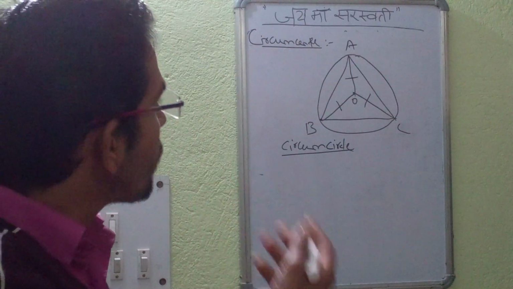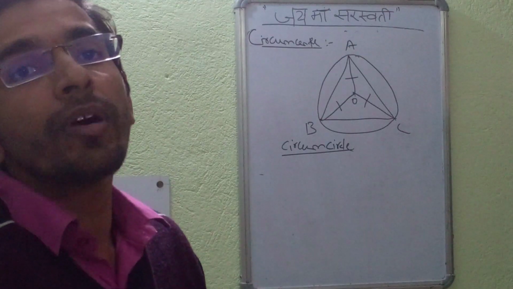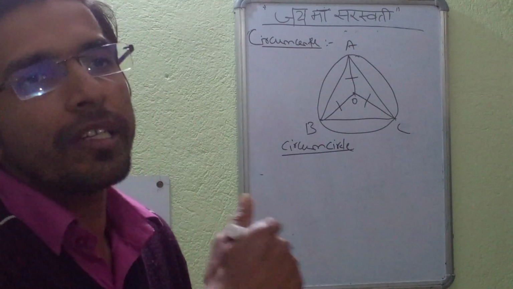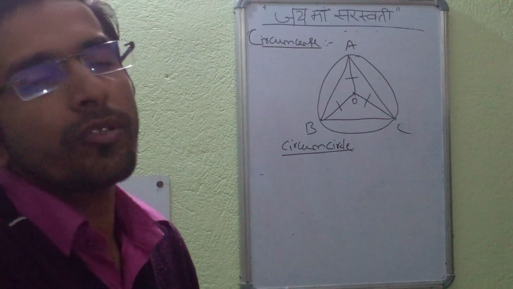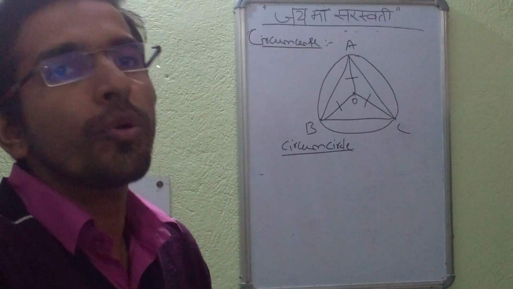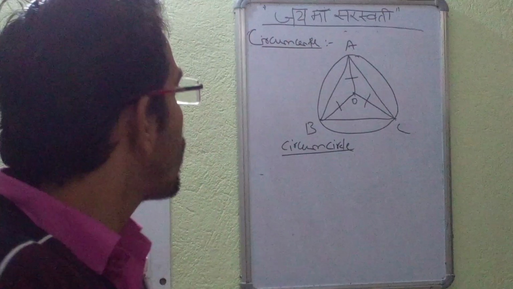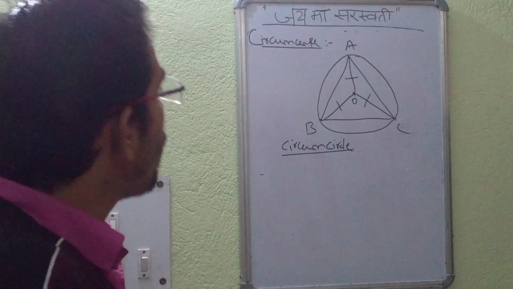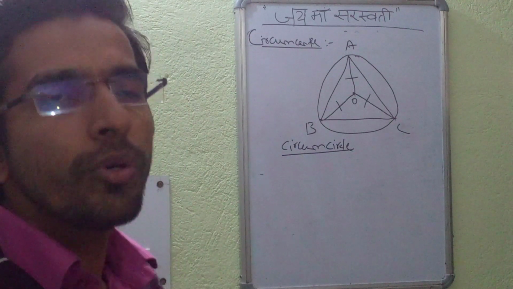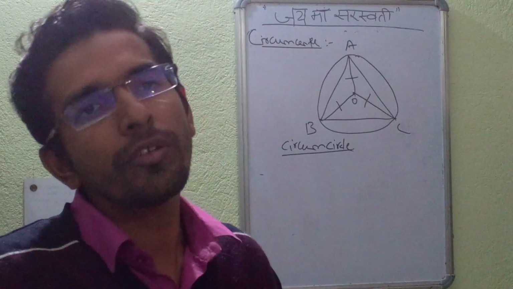Apart from this, if we are drawing infinite number of radii originating from O and touching the vertices of the triangle, then in that case also each and every radius will be equal. That is, OA is equal to OB is equal to OC. So this is the basic concept used in geometry.